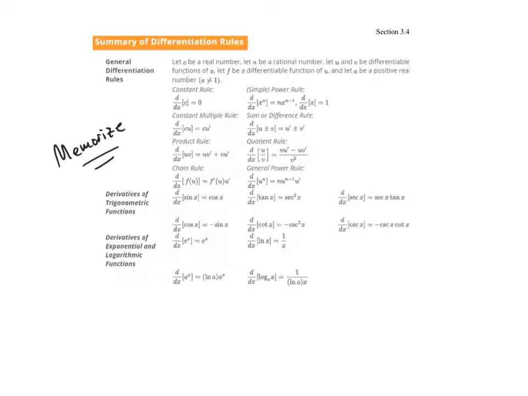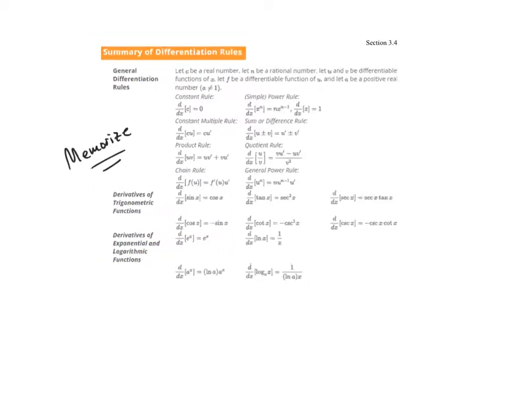The derivative of natural log of x is 1 over the inside times the derivative of the inside. The derivative of a to the x and the derivative of log base a of x, the only difference is you have to multiply times the natural log of a for a to the x and 1 over the natural log of a for the log base a of x. So memorize all these rules.